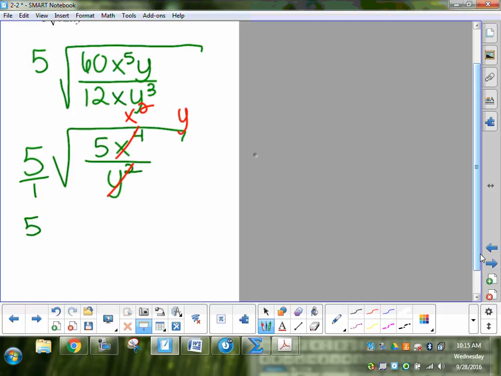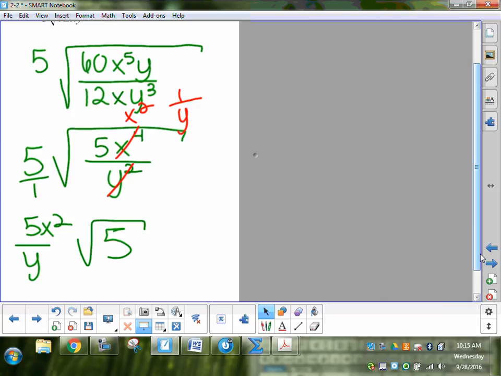Close. He said 5 over y, and you are so close. You forgot the easiest part, though. It's not yx squared. The x squared's in the numerator. Why is the y in the denominator? Because technically, this is 1 over y. Look at its position.